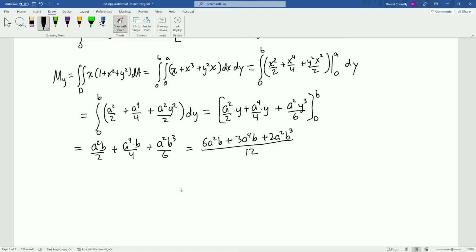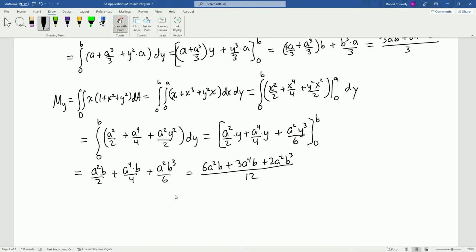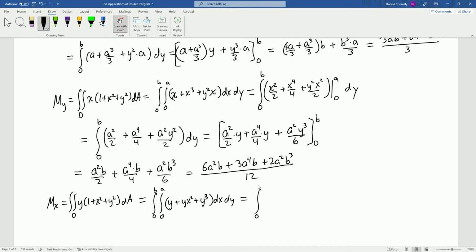And now we just need to go ahead and compute our moment about x. So that's going to be this same kind of double integral, but it's going to be y times the density function. Okay, so when we multiply y times this density function, what do we get? We get y plus yx squared plus y cubed. And we'll integrate with respect to x, then y. So this gives me xy plus y times x cubed over 3 plus y cubed times x, evaluated from 0 to a.